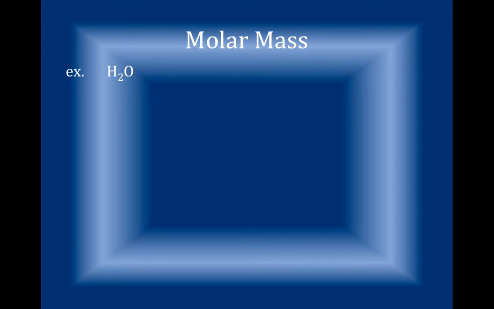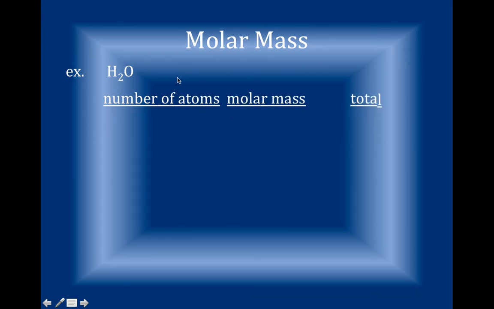So let's start with something very important, water. Well, we can see in water, 2 hydrogens, 1 oxygen. So we're going to indicate that. And then we're going to look up the molar masses of those beasties, and we're going to multiply them together. So we install a few headings here. The number of atoms comes from the subscripts in the formula. The molar mass comes from the periodic table, and we're multiplying these to the right to get a total.